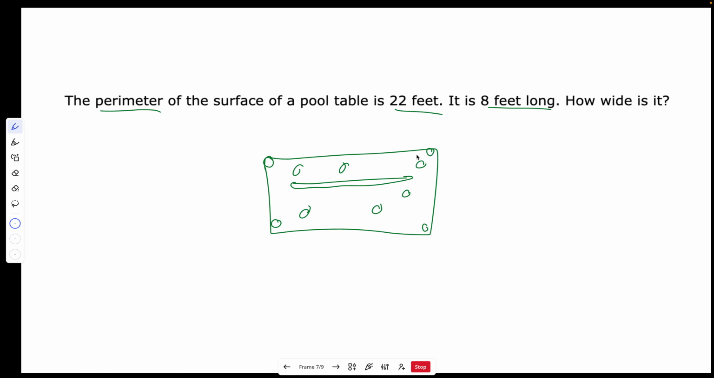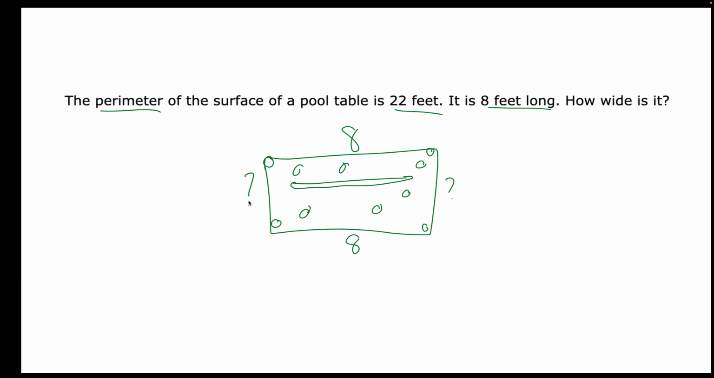Now, they tell you the perimeter is 22 feet, and they tell you it's 8 feet long. So we know that this is 8, which means we also know that this is 8. We don't know the width, so we don't know what this is, and we don't know what this is. Now, there are two ways to solve this. One, you could try to solve it with equations, or you could just try and figure it out.